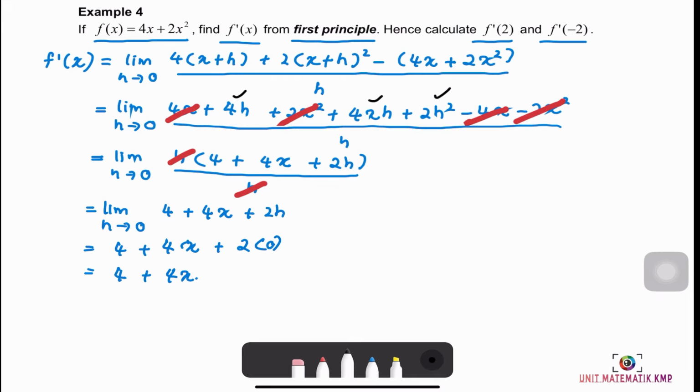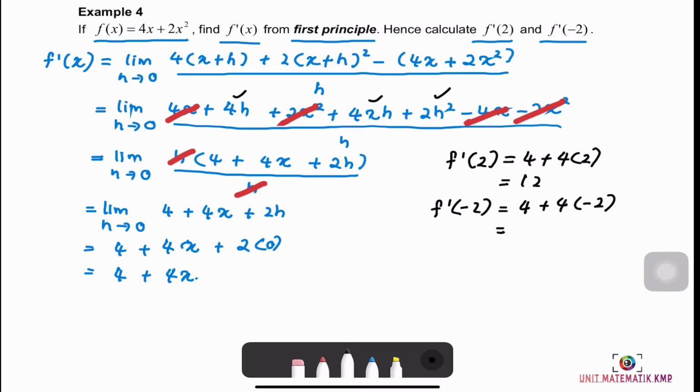So next, we need to find f prime 2. So f prime 2 equals 4 plus 4 times 2, and this one should equal 12. And for f prime minus 2, this one should be 4 plus 4 times minus 2. This one is minus 4. Yep, done. Example 4.